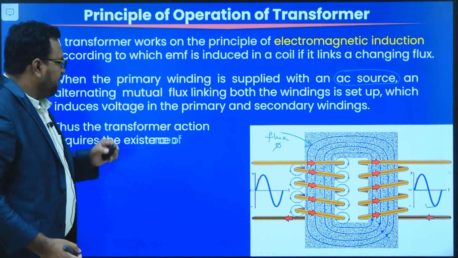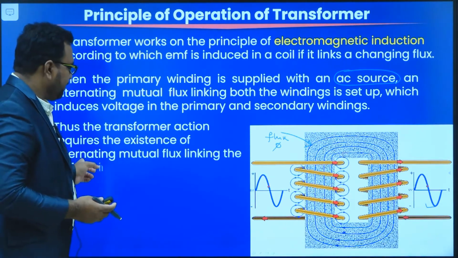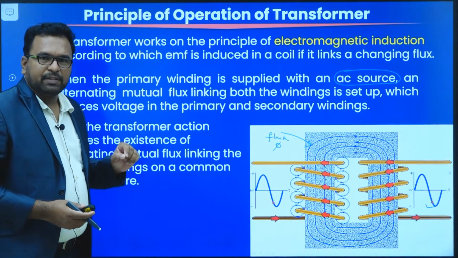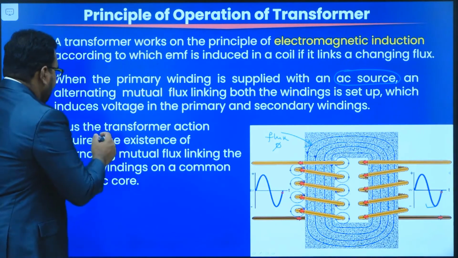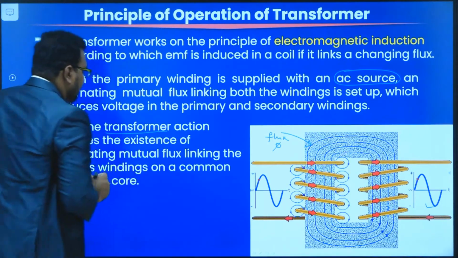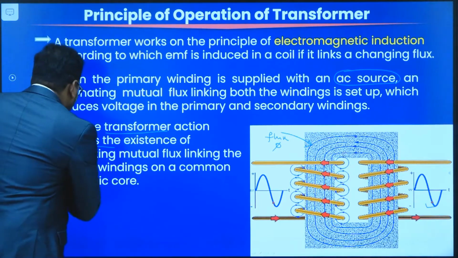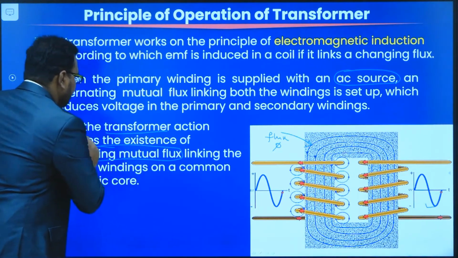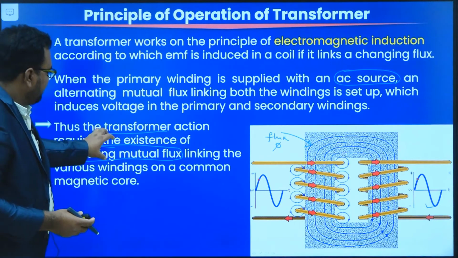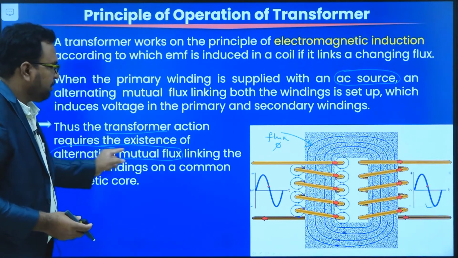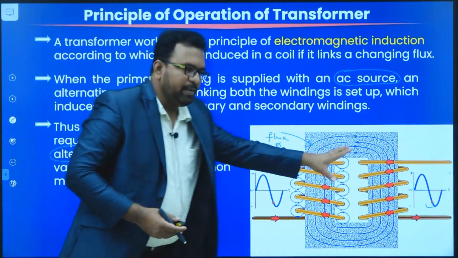Now the transformer action requires the existence of the alternating mutual flux. Please keep that in mind. So the principle of operation of transformer mainly depends upon the existence of alternating mutual flux. When this mutual flux links with the secondary winding, then an EMF will be induced.